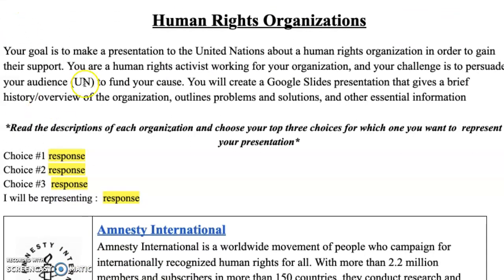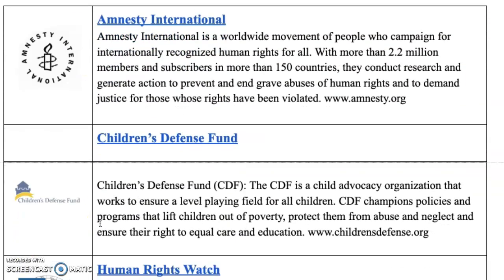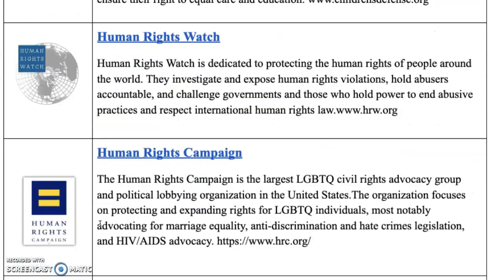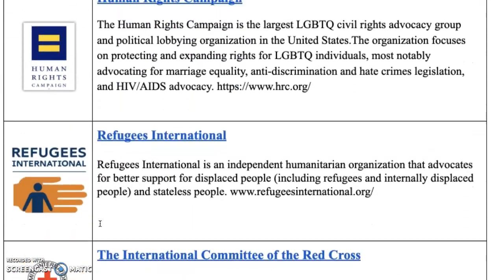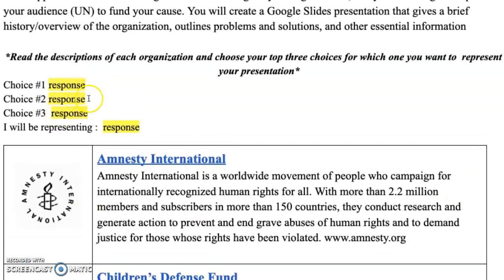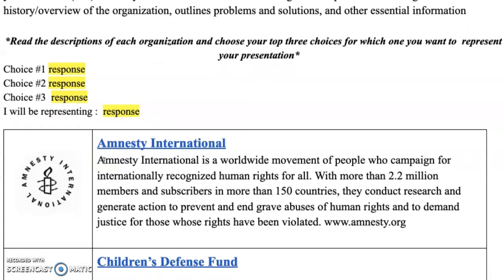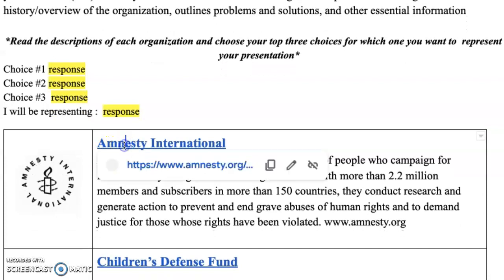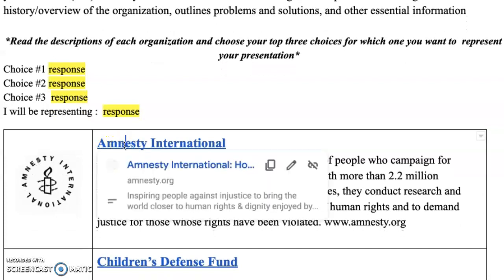and hopefully this part is done where you've had a chance to look at these 9 different human rights organizations, select your top 3, and then talk to your teacher to confirm which one is the one you will be using for your presentation. You'll notice each of the titles have a link attached to them. So that's where you'll find the link to the website.